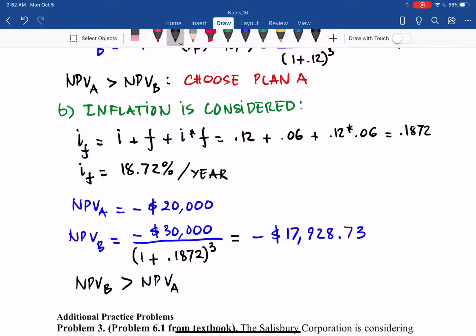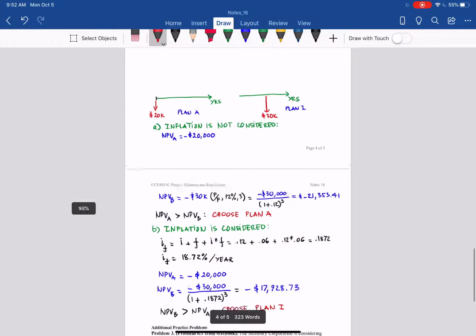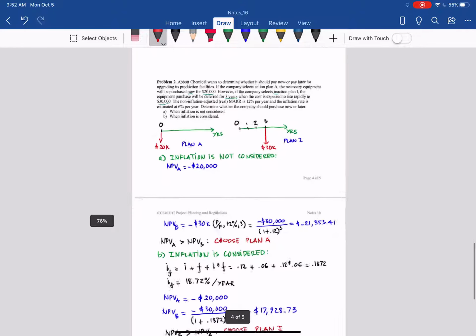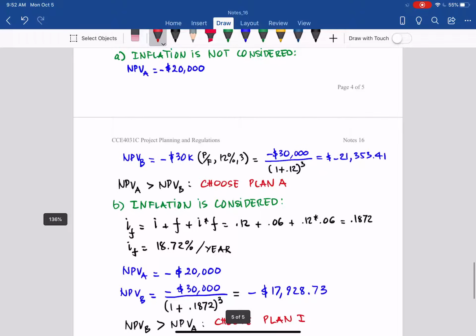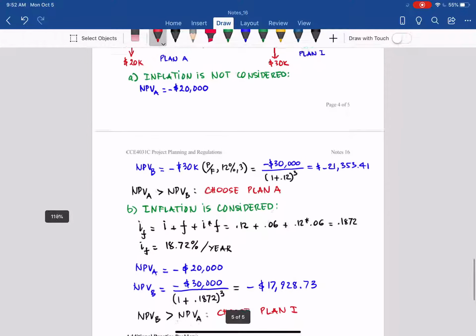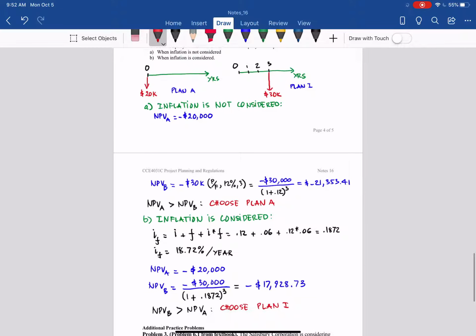Look at the negative here. So we choose plan I, in action plan I, as you can see. So as you can see, for this problem to show you the effect of inflation, if you do not consider it, you can choose plan A, but if you consider inflation, plan I. So inflation really plays a role in our selection of the method.